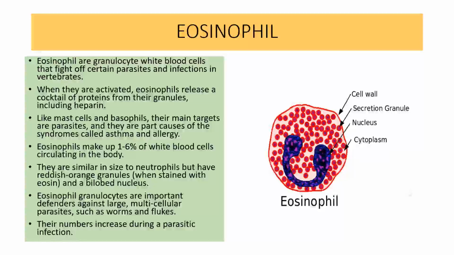Eosinophils make up 1 to 6% of WBCs circulating in the body. They are similar in size to neutrophils but have reddish orange granules and a bilobed nucleus. Eosinophil granules are important defenders against large multicellular parasites such as worms and flukes. Their number increases during parasitic infections.